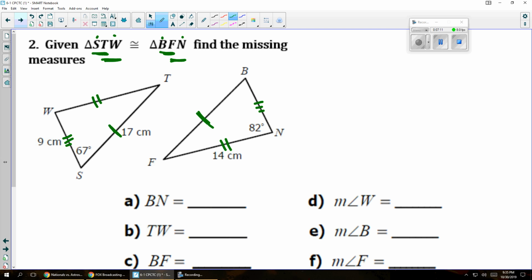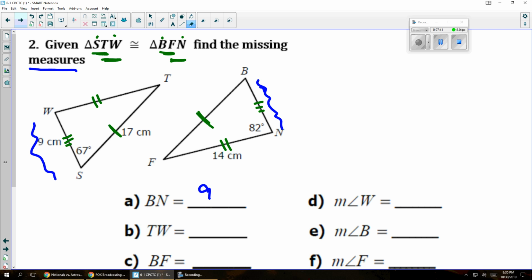So looking first at the sides, I see BN, that's this side right here, needs to match up with that side. It's got 3 marks on it. That's this side here. This is 9. Notice it said find the measures. It doesn't have the little mark above it, so I'm not thinking about specifically the segment, but rather how long that segment is.